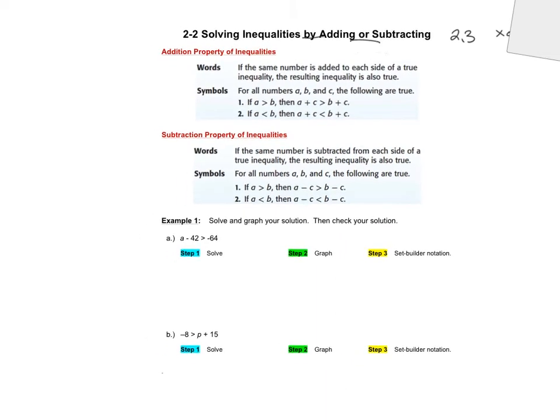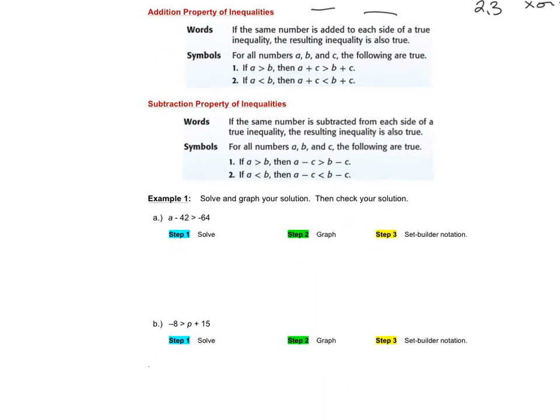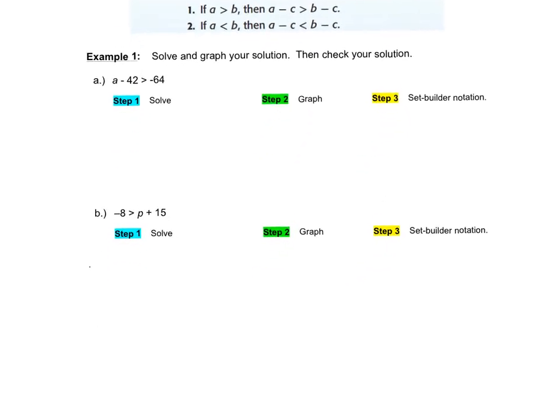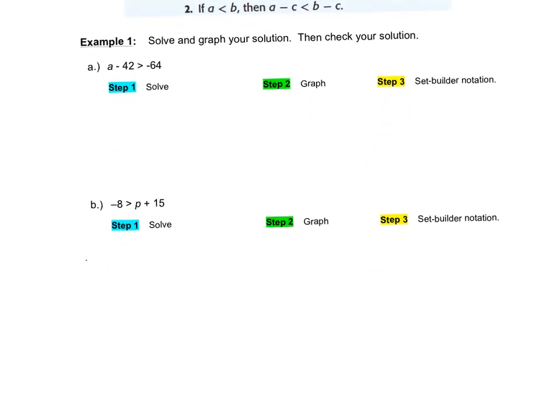So let's do these questions quickly so that you guys could pause it and then try them. Notice that here they give you three different things. They want you to solve the inequality, graph the inequality, and then write it in set builder notation. So let me show you what that means.